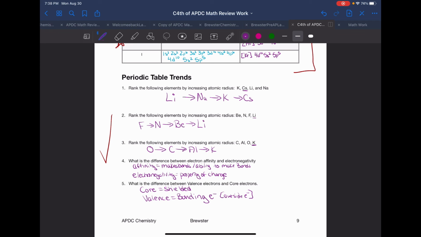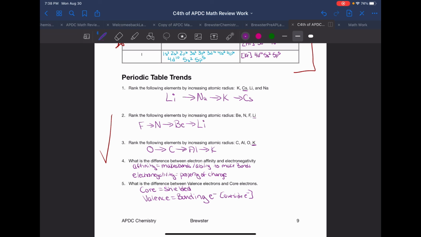Just always remember, we're talking about atomic radius. We're always going to go, francium is going to be your largest atomic radius, and then the opposite corner will be smaller. Affinity and electronegativity. Affinity is the ability to make bonds. Electronegativity is referring to the property of that atom and the charge it has.